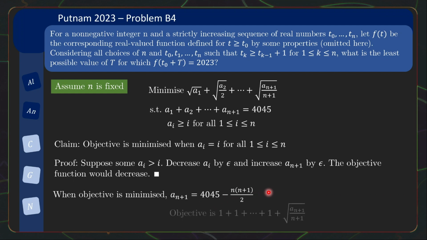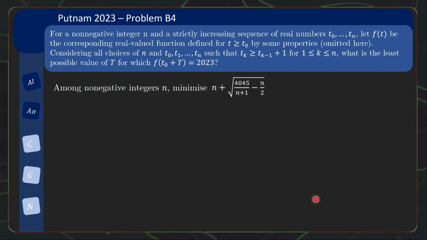And so if we plug all this in, the objective itself at the minimum point would be 1 plus 1 plus 1 dot dot dot plus the last term, where the last term a_{n+1} is given by this. So if I plug it in, then this will actually be the objective function at its minimum. So this greatly simplifies our problem to the following. Among all non-negative integers n, we need to minimize this.